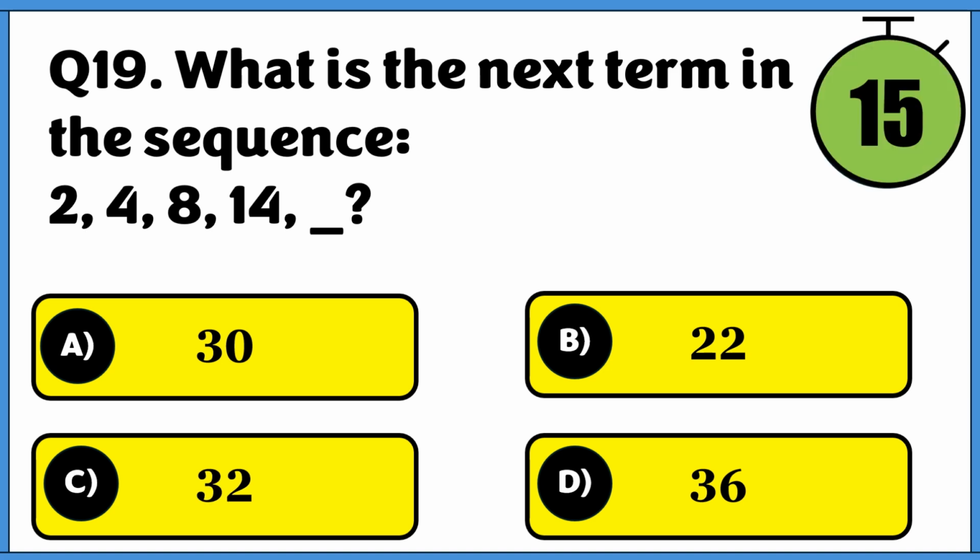The correct answer is B, 22. The pattern involves adding consecutive even numbers. 2 plus 2 is 4, 4 plus 4 is 8, 6 plus 8 is 14. Adding the next even number, 8, gives 22.